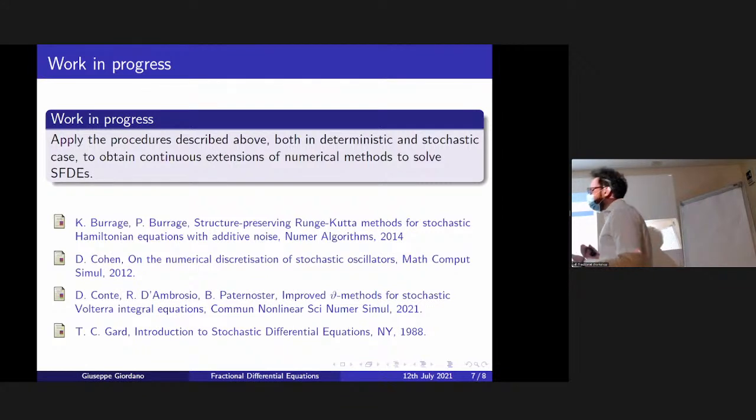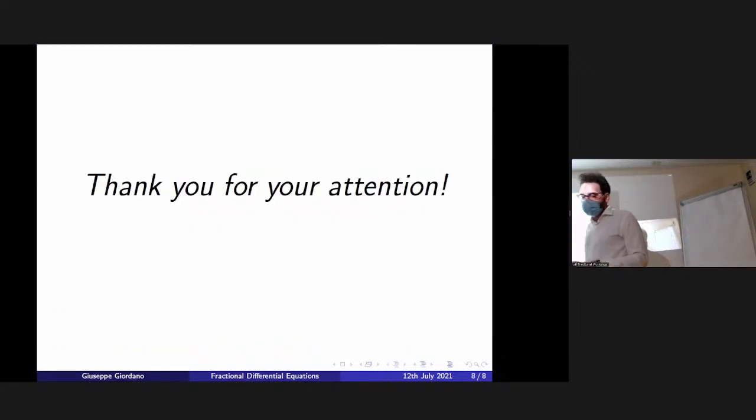In fact, it is not the first time that the stochastic case is inferred from the deterministic case, clearly with some manipulation. These are some references in which some properties are transferred from the deterministic to the stochastic case. Thanks for your attention.